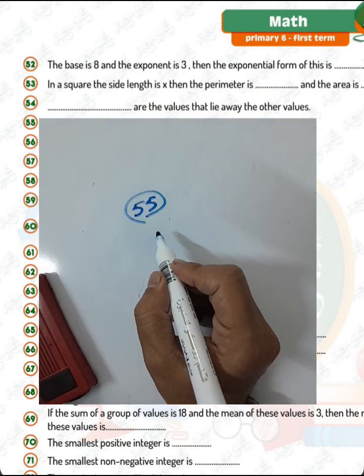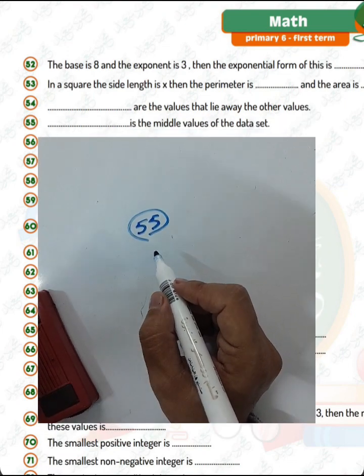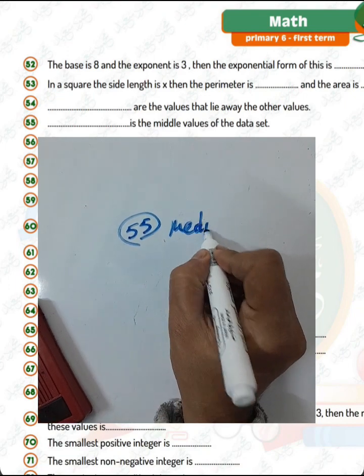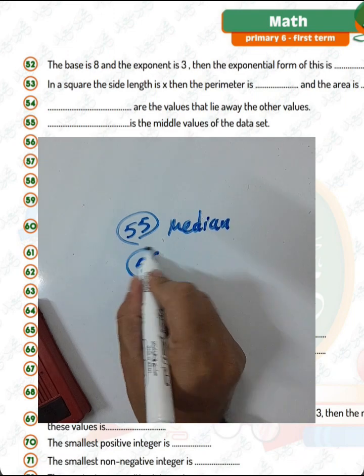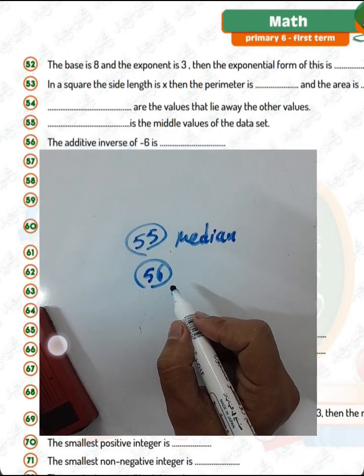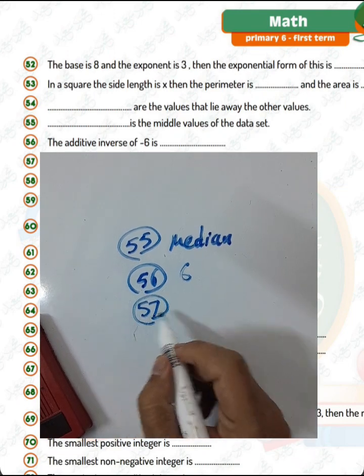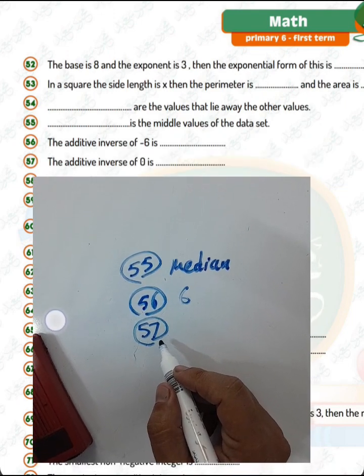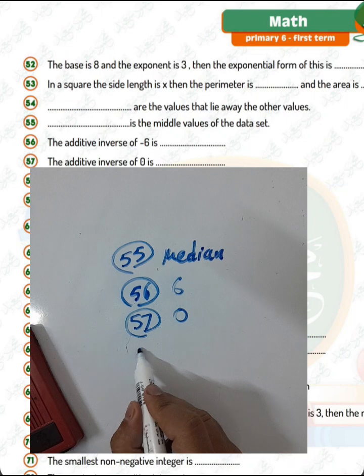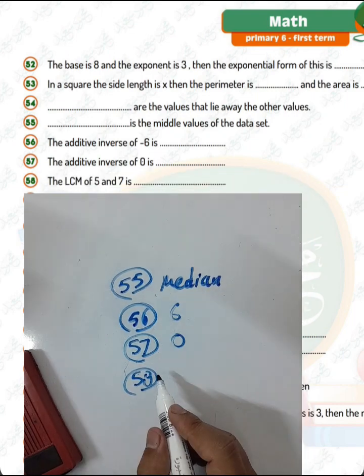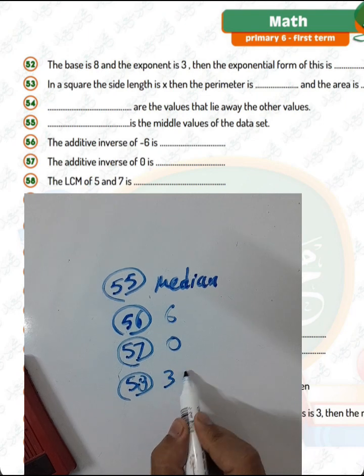Question 55: blank is the middle value of the data. The middle, we call it the median. Question 56: the additive inverse of negative 6 will be 6. 57: the additive inverse of 0 will be itself, 0. Question 58: the least common multiple between 5 and 7 will be 35, their product.